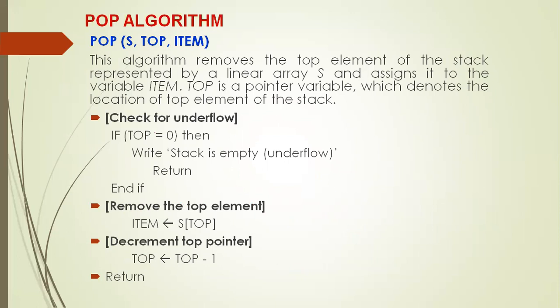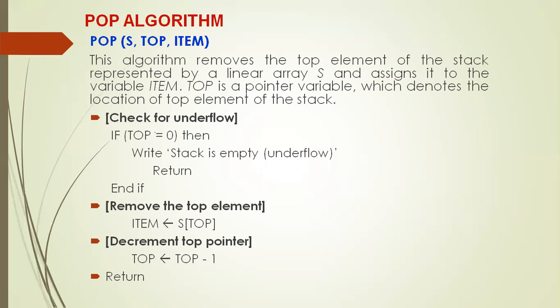Now, is top 0? No, top equal to how much? 5. So empty is not there. Then what you do is, first S of top. Top is how much? 5. S of 5. That means the element present in the fifth place of S. That is how much? 50. That is removed and stored in the variable called item. Now item becomes how much? 50. Next, decrement the top. So top from 5 becomes top minus 1. Top becomes 4. Because you already removed 50, now top will become 4.